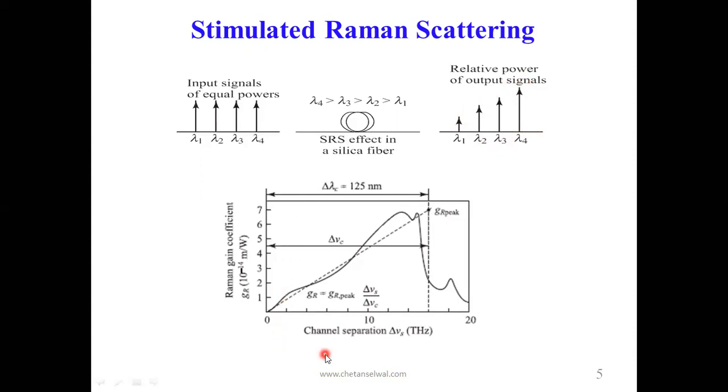From the lower graph, what we can see is on the x-axis we have taken the channel separation, and on the y-axis we have taken the Raman gain coefficient. So you can see that for the channel spacing delta lambda up to 125 nanometer, this gain is almost linear. It's not exactly linear, but it can be approximated by a linear graph. So it is almost linear up to 125 nanometers of channel spacing.